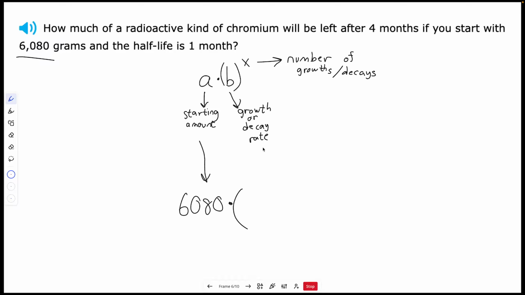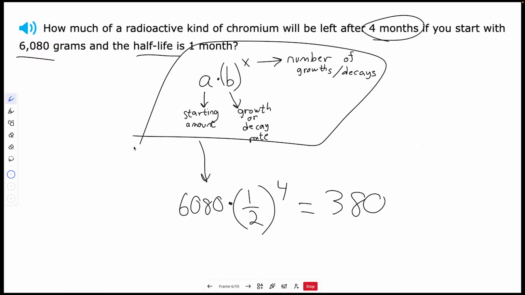The next thing in the formula is a multiplication symbol and parentheses. The B is the growth or decay rate. So how fast is this thing getting bigger or smaller? Well, in this case, it's getting halved, cut in half. And then the next part of the formula is the number of growths or decays. How many times does this happen in our problem? In this case, it happens 4 times, because it's 4 months. And this formula, if you plug it into a calculator, will give you the same answer of 380. So this is the formula that we need to get familiar with because we're going to use it a bunch.